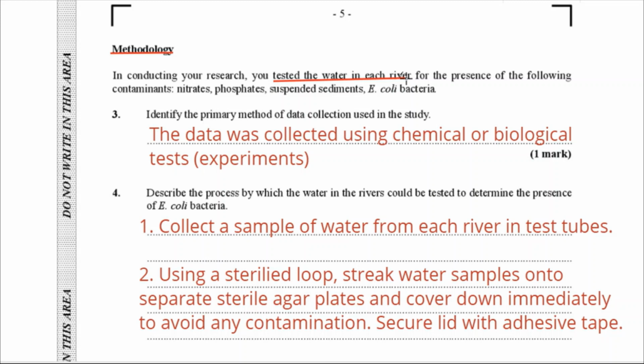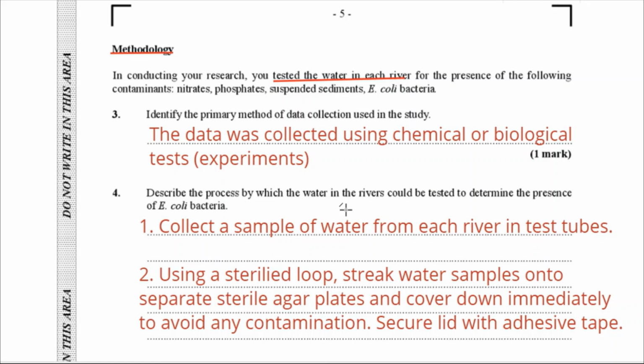So question 4 says to describe the process by which the water in the rivers could be tested to determine the presence of E. coli bacteria. So you now have to outline this specific process of trying to test the water for E. coli bacteria. This ties back into an objective in the actual syllabus that you should know about: testing water for the presence of bacteria. That's where you're going to apply your knowledge here. You're going to just list the steps.